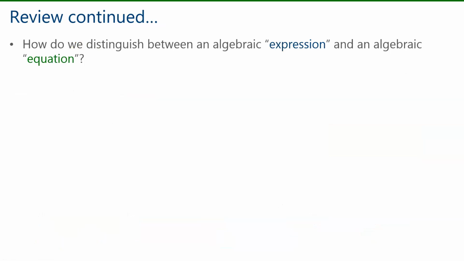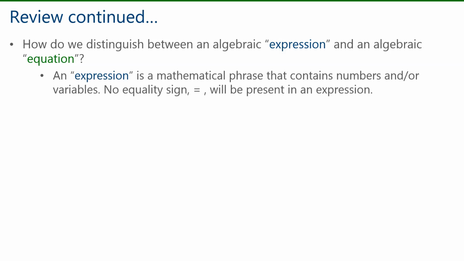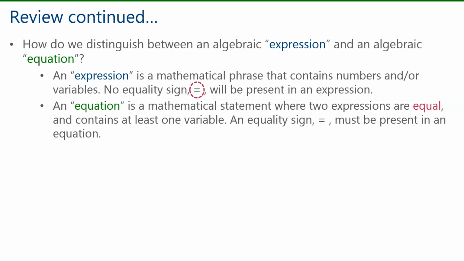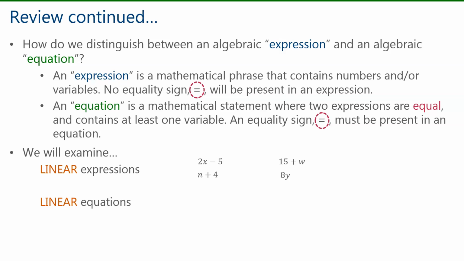How do we distinguish between an algebraic expression and an algebraic equation? What is the difference here? Well, an expression is a mathematical phrase that contains numbers and or variables, but here's the key. No equality sign will be present in an expression. An equation is a mathematical statement where two expressions are equal and contains at least one variable. An equality sign must be present in an equation. We will examine some linear expressions, and we will examine linear equations.